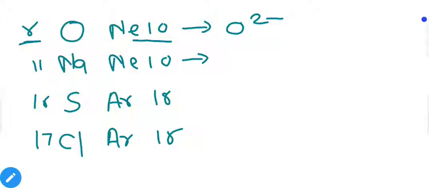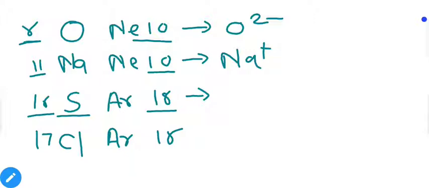For sodium, it has 11 electrons and it needs only 10. So it will release one of the electrons, so it will get a +1 charge. For sulfur, it is 16 and it needs 2 electrons to get an argon-like electronic configuration. So the common oxidation state is -2.